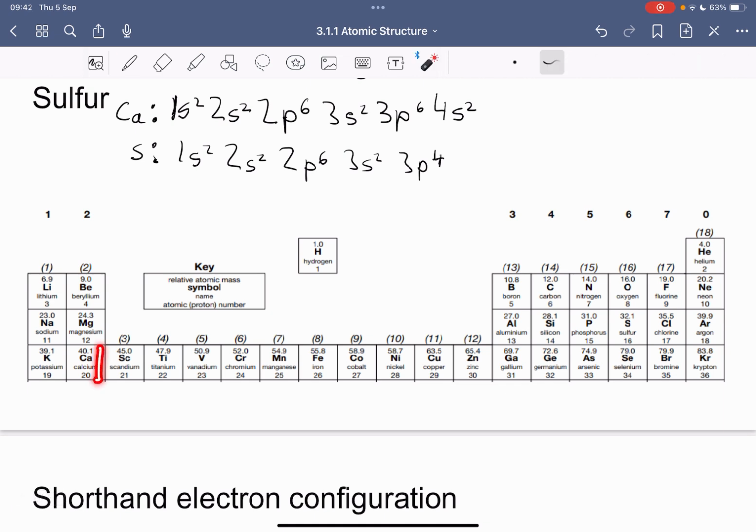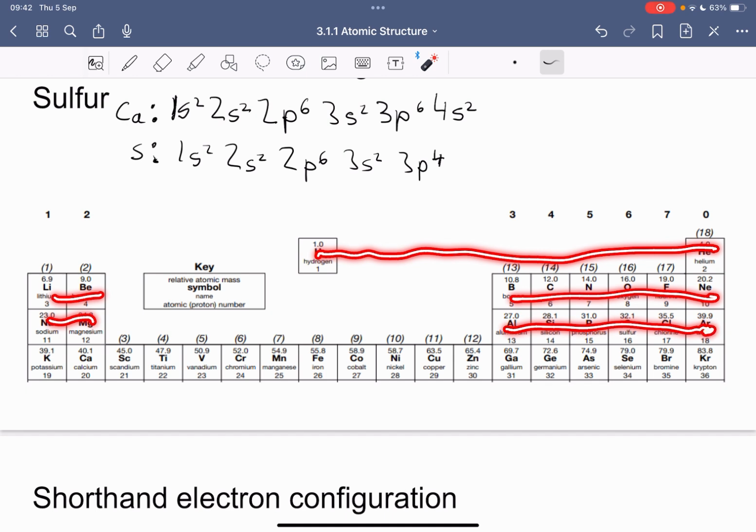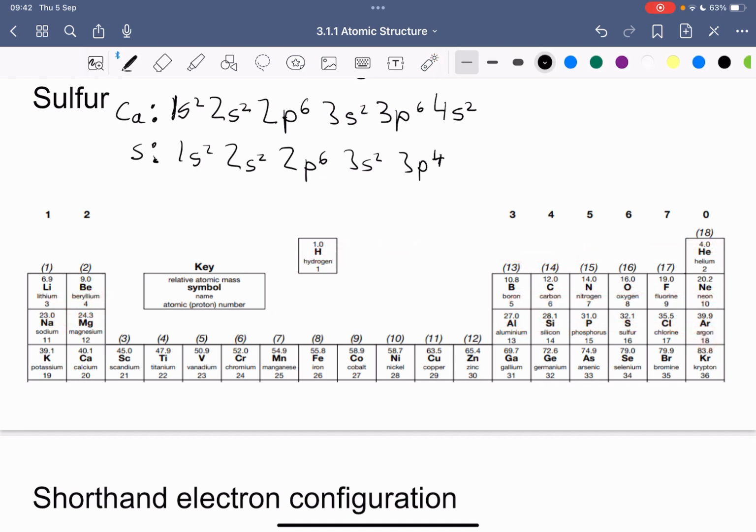Alright, so for calcium, which is down here, the noble gas before it is argon. Now, why this is useful: I can go all the way from here, so 1s2, 2s2, 2p6, 3s2, 3p6, right? But instead of writing down all of that, I'm allowed to just say Ar. So all of this can be represented by just me saying Ar in square brackets.